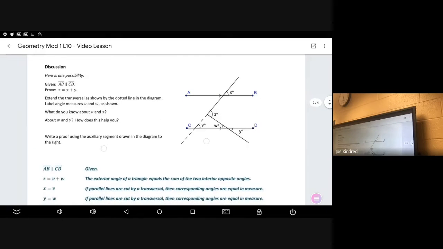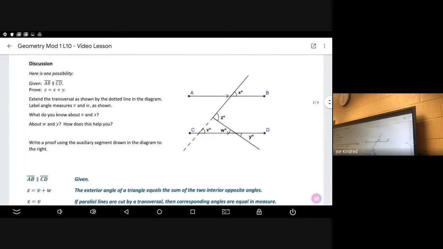Here's one possibility. This is in the book. This is in the next page. Here's one possibility, and they go through and they state the given, they state what they're going to prove, and then they extend the transversal line down with the dotted line here. So they're extending this line right here. You can see that dotted.